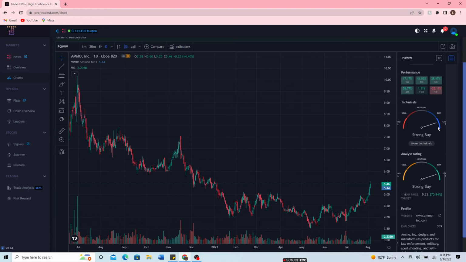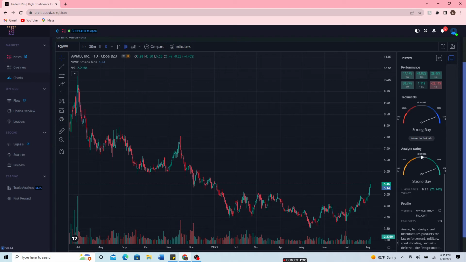what people are thinking when it comes to analysts, if it's a buy, a strong sell, as well as give the analyst ratings and the overall technicals. It will show you if it's a strong buy, strong sell. So the analyst rating is down here for strong buy or strong sell. The technicals will show you if it's a strong buy or strong sell here.